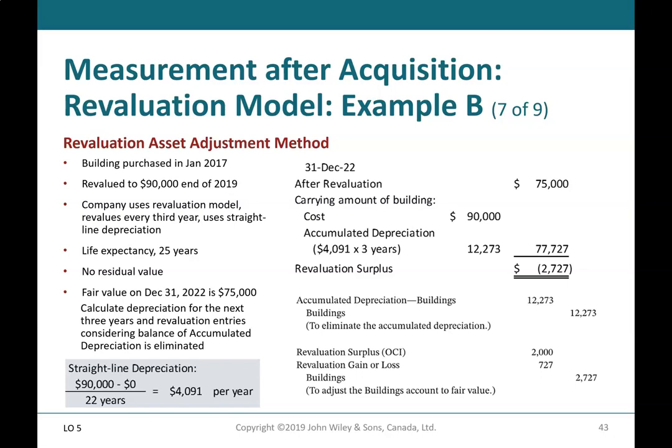the accumulated depreciation. Then you would debit your revaluation surplus of 2,000, which you previously recognized. You would debit revaluation gain or loss of 727, and you would credit buildings for 2,727 to adjust the buildings account to fair value.